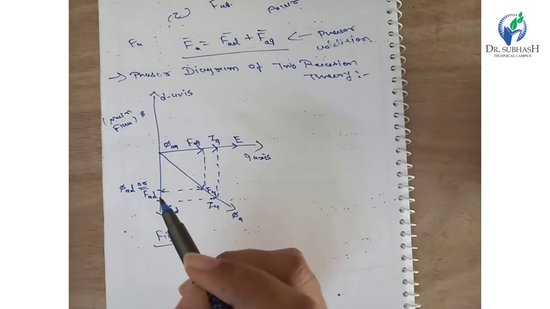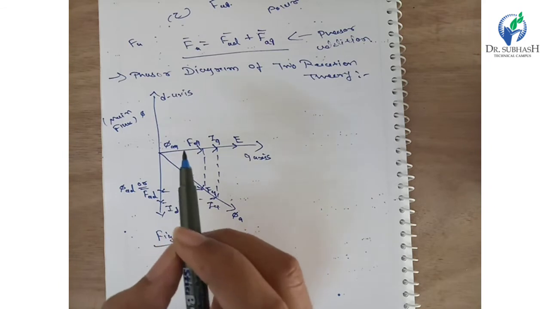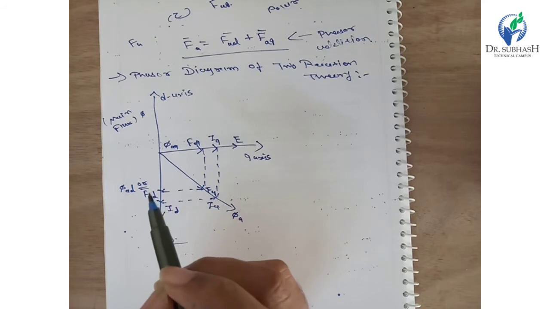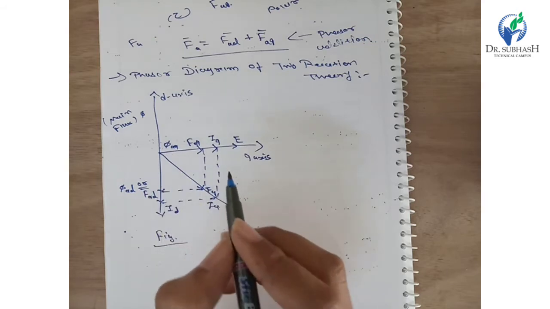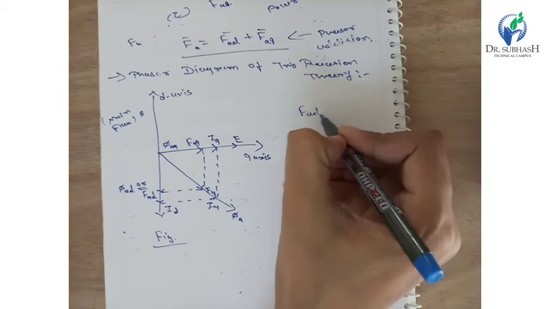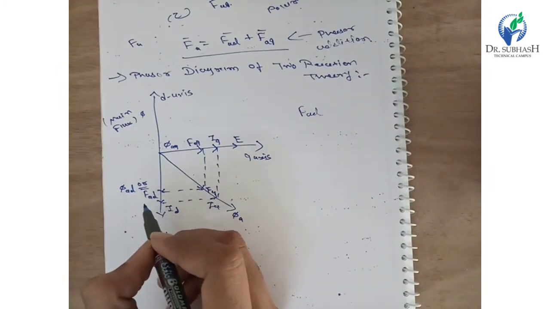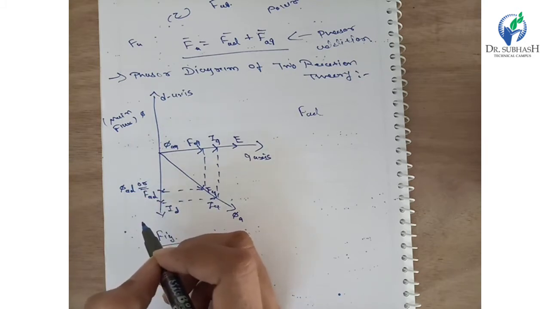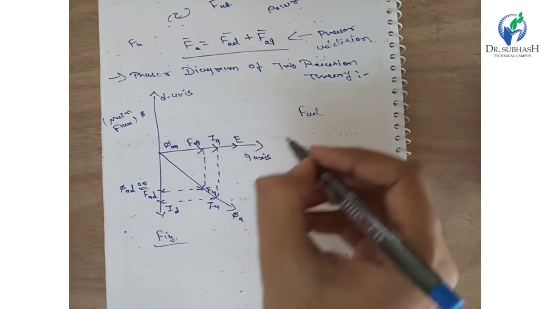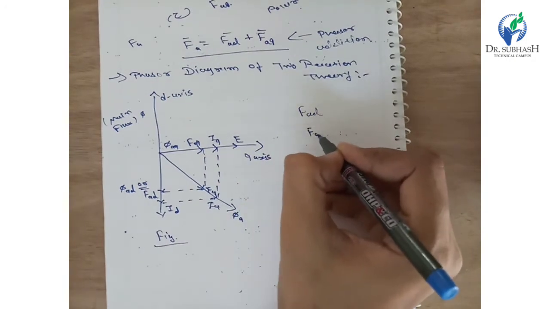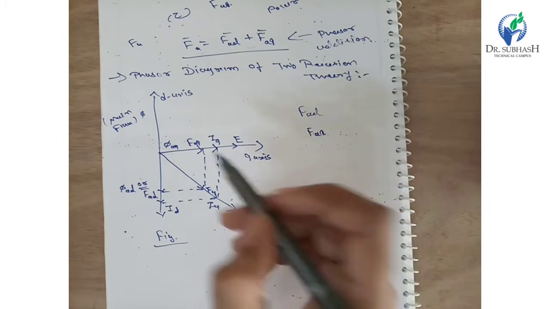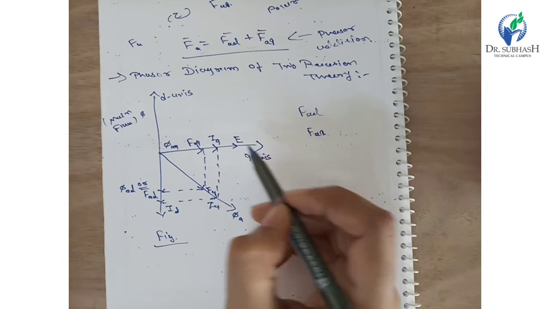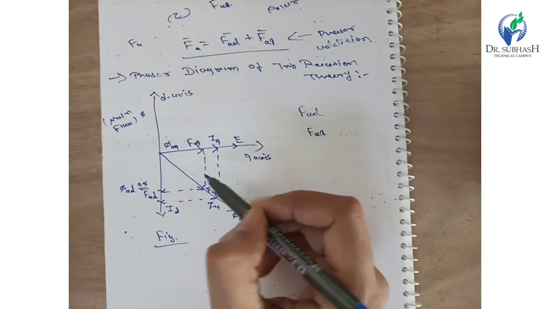The armature MMF, with the symbol F suffix A, is resolved into two components. The two components are F suffix AD, which is shown along the direct axis and is known as the armature MMF, and the other, F suffix AQ, which is represented on the Q axis. Both are at a 90 degree angle to each other.